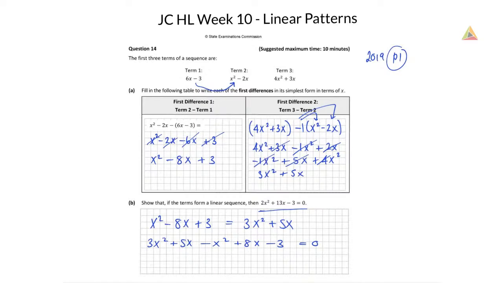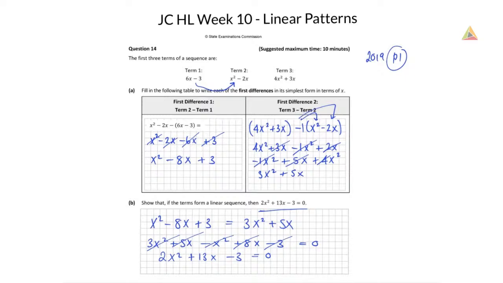So we look at the x squared terms next. 3x squared minus x squared gives you 2x squared. 5x plus 8x is 13x. And you're only left with minus 3, so bring that down. And if you look back up, 2x squared plus 13x minus 3 equals 0. That's what we have here. So it was just a case of letting the first difference equal the second difference.